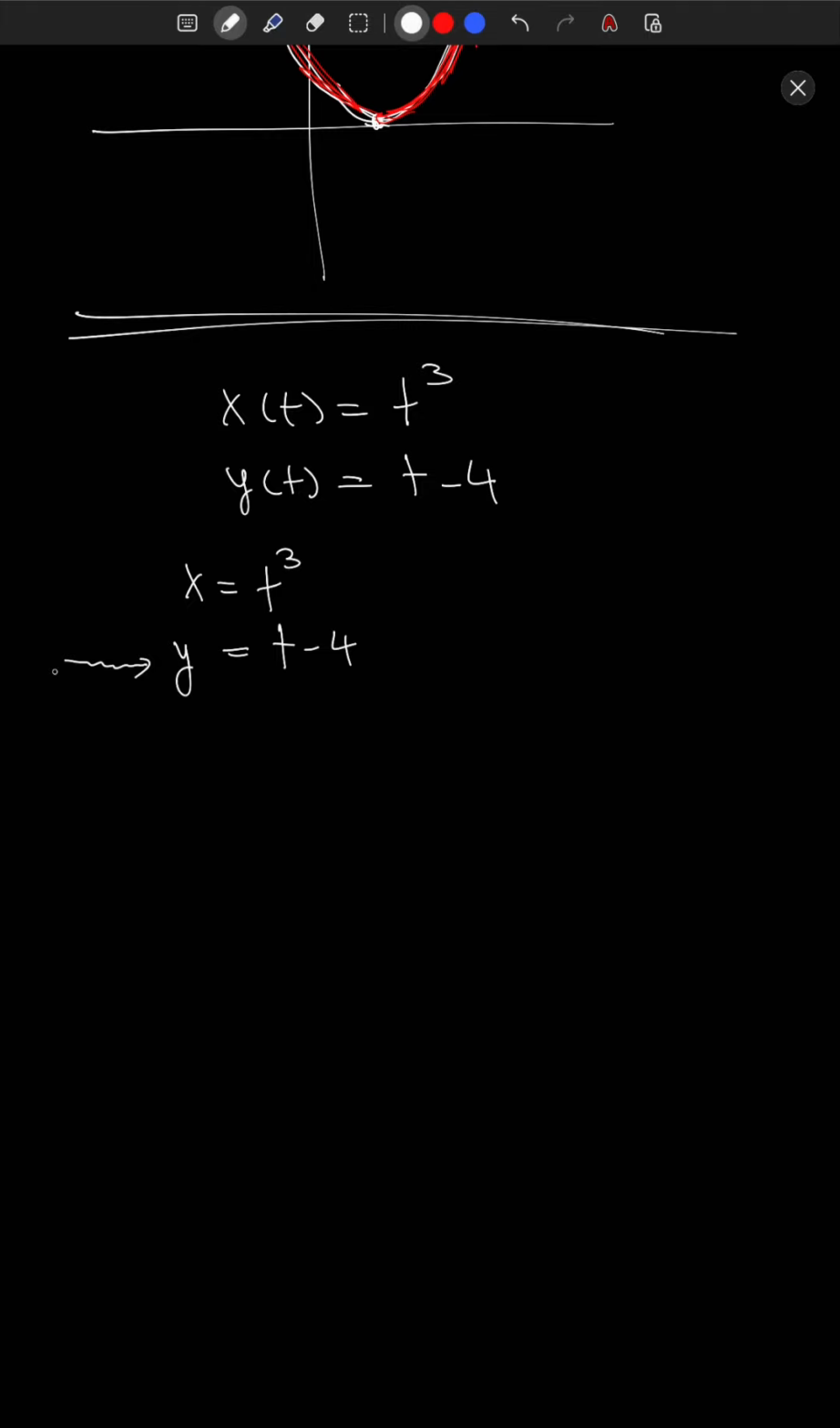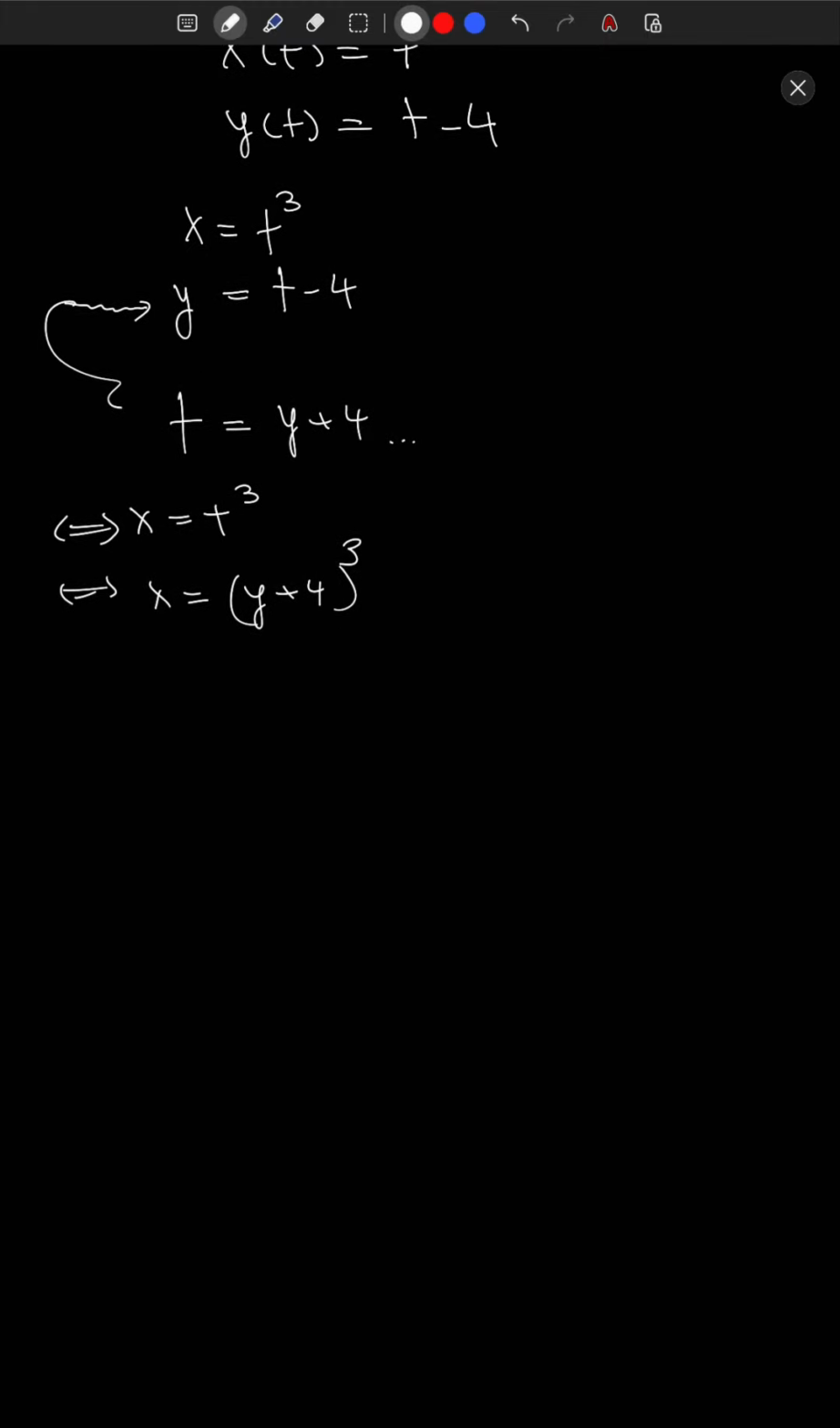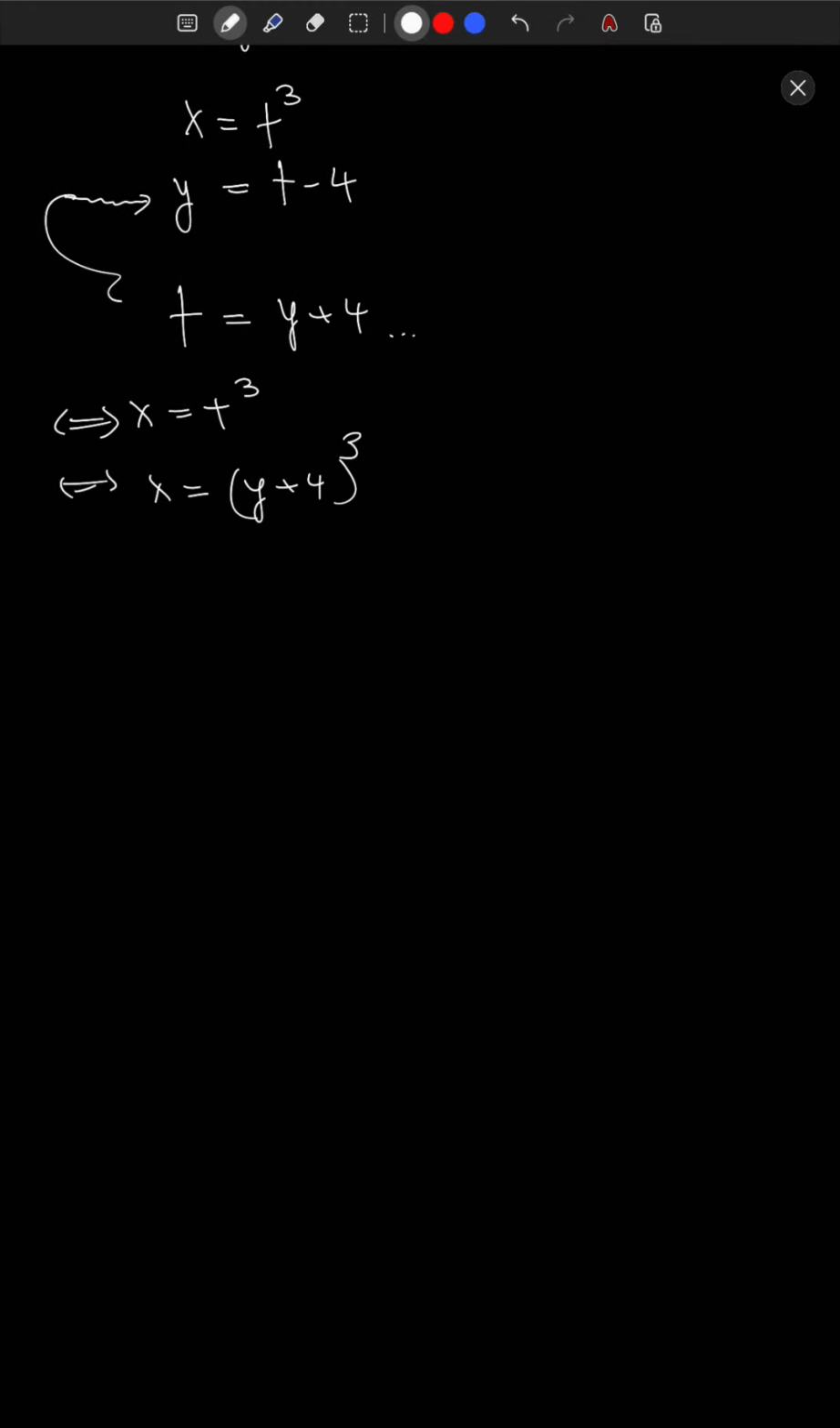So using the second equation, I end up with t equals y plus 4, right? And then plugging this into the first equation, x equals t cubed, that tells me x is equal to (y plus 4) cubed. All right. And again, this gives me a relationship between x and y. And if I can graph this relationship, or I know what this relationship describes, then that's exactly a description for the road that I'm driving on.